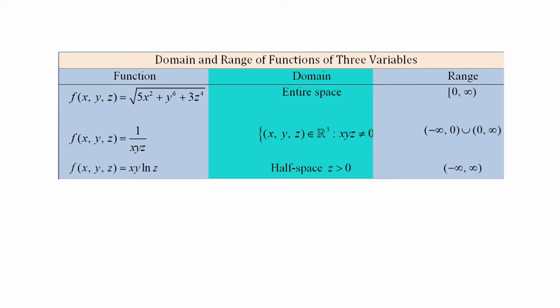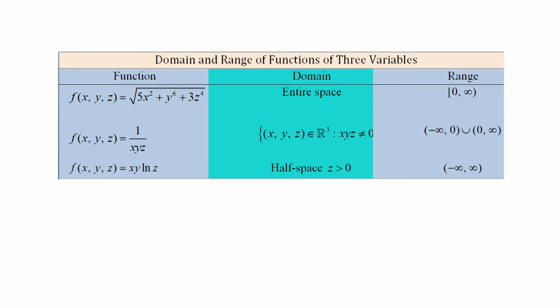As 5x square plus y raised to 6 plus 3 z raised to 4 is greater than or equal to 0 for all triplets x, y, z, the domain of the function f of x, y, z is equal to square root of 5x square plus y raised to 6 plus 3 z raised to 4 is the entire space R3. As square root of 5x square plus y raised to 6 plus 3 z raised to 4 is greater than or equal to 0 for all triplets x, y, z, it follows that the range is the closed interval 0 to infinity.